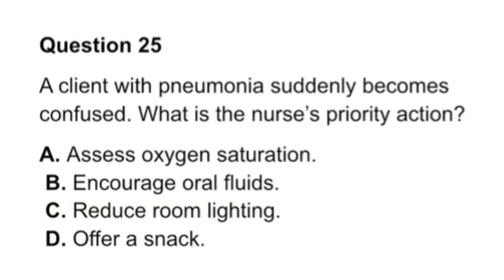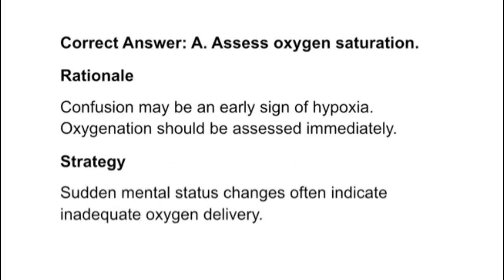Question 25. A client with pneumonia suddenly becomes confused. What is the nurse's priority action? A. Assess oxygen saturation. B. Encourage oral fluids. C. Reduce room lighting. D. Offer a snack. Correct answer, A.